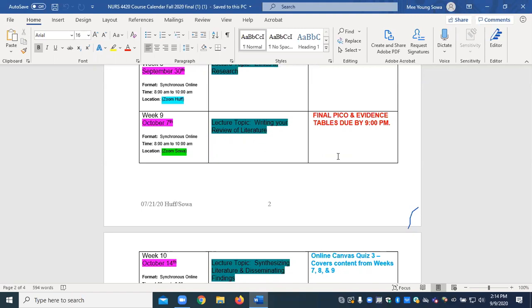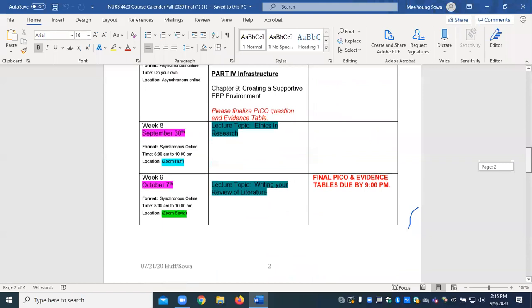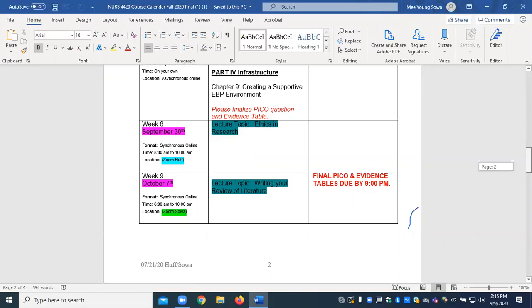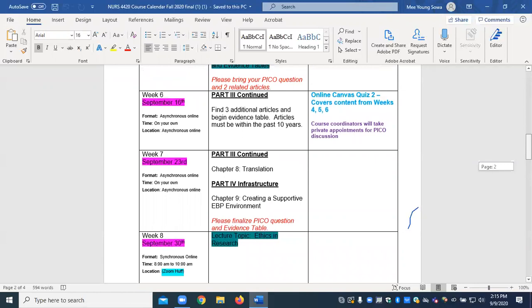If I don't need a table, you cannot give me a table today. The table is due October 7. Then we are grading. 20% of your grade will be from that evidence table and PICO together, okay? At the top of the evidence table, you have PICO and you have the evidence table. That's 20% of your grade.